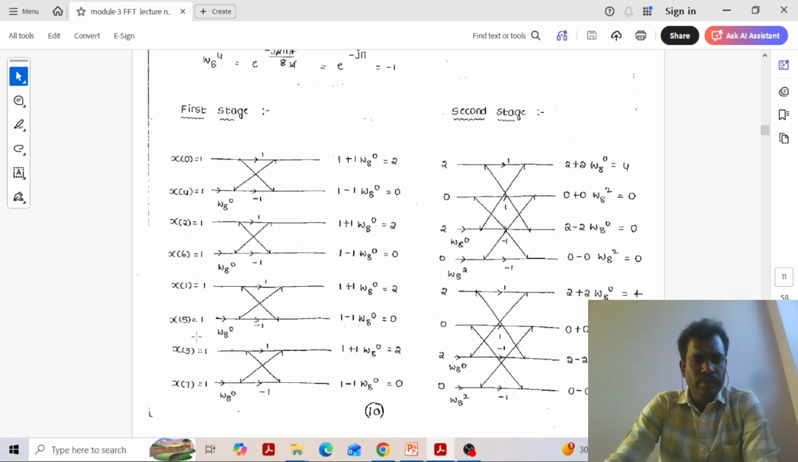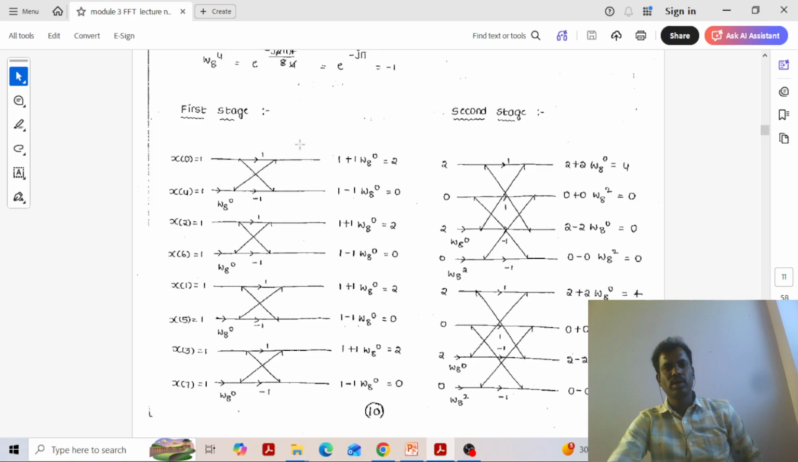If we take the first stage, the ones we are applying here will combine at this point. 1 plus 1 is equal to 2. Here W_8^0 is 1, and 1 into anything is 1 only. 1 plus 1 is 2, 1 minus 1 is 0. Alternately, we get 2 0 2 0 2 0 2 0.